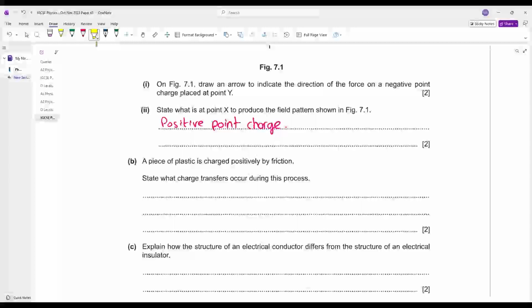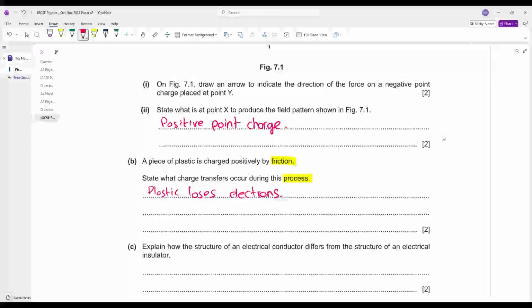A piece of plastic is charged positively by friction. State what charge transfers occur during this process. Okay, what charge transfer is occurring during this process? Plastic is positively charged. What happens? Plastic loses electrons. Plastic loses the negative charge or electrons. So you can write: plastic loses electrons. Simple.